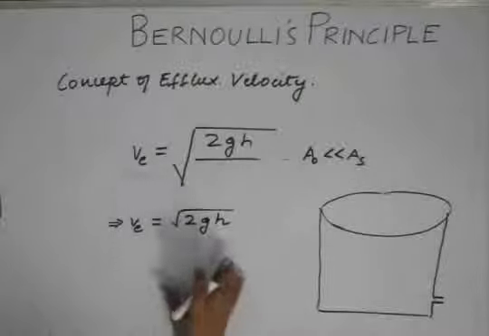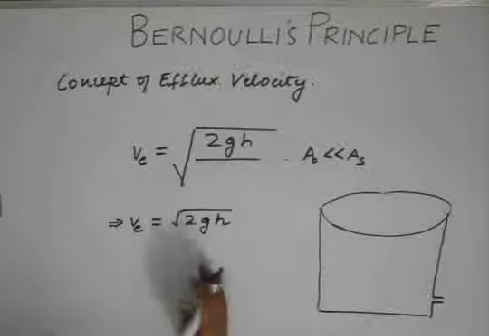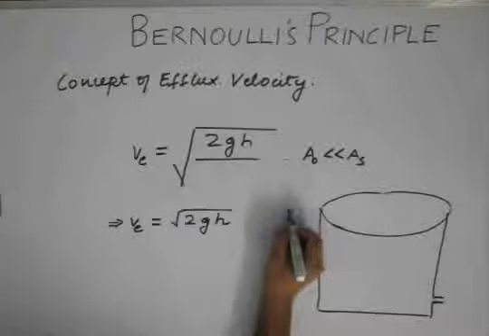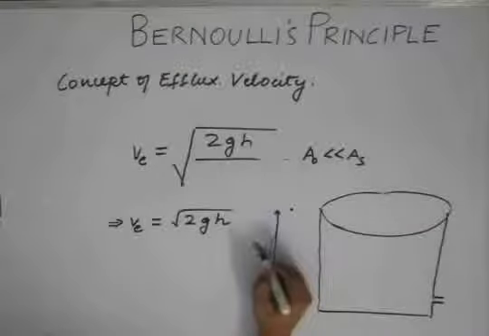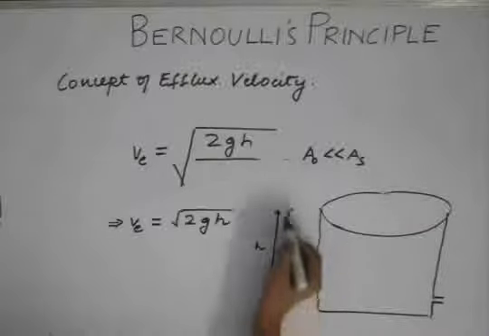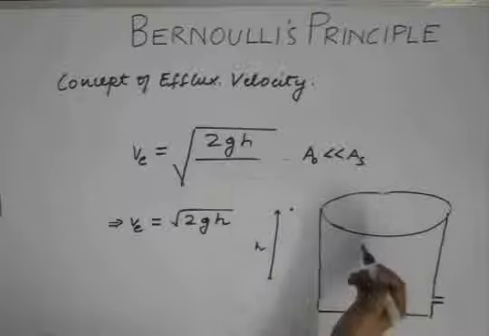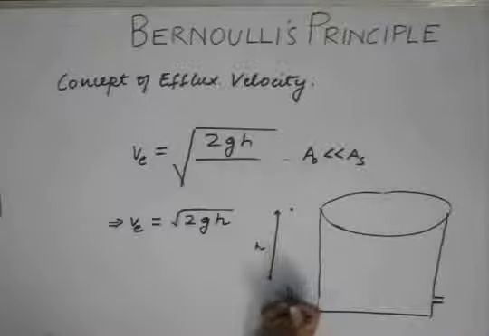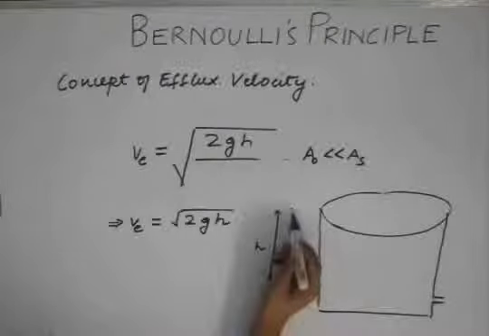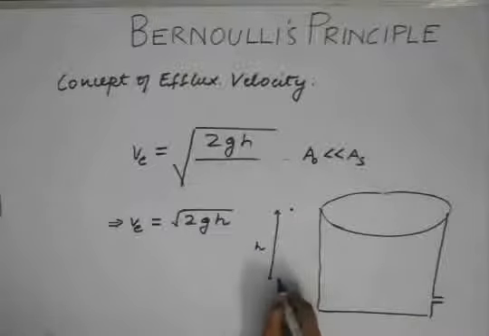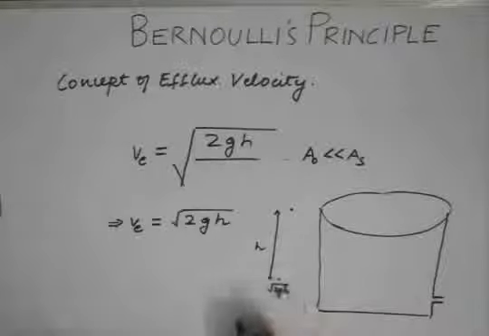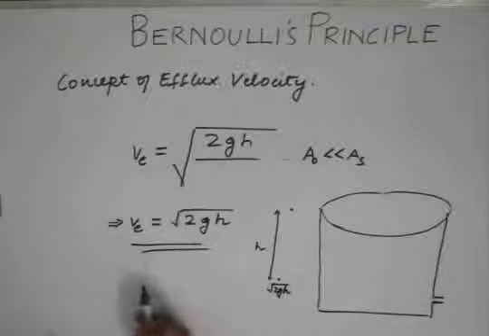Now make an analogy of this with a small point mass falling freely from a height h. When we apply energy conservation in our normal mechanics problems, what we say is when this small point mass falls through a height of h freely, at the end of this height h, it attains a velocity of root 2gh. Same thing is happening here.